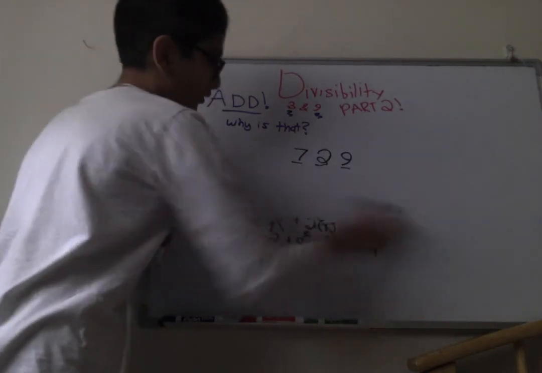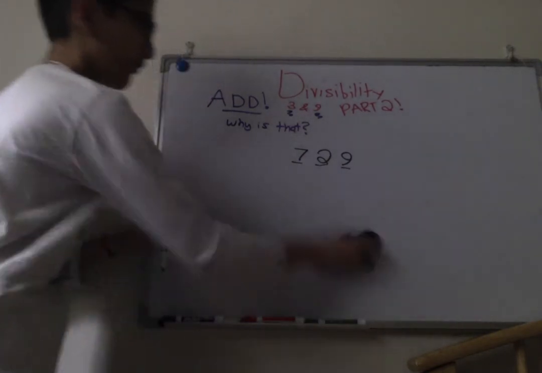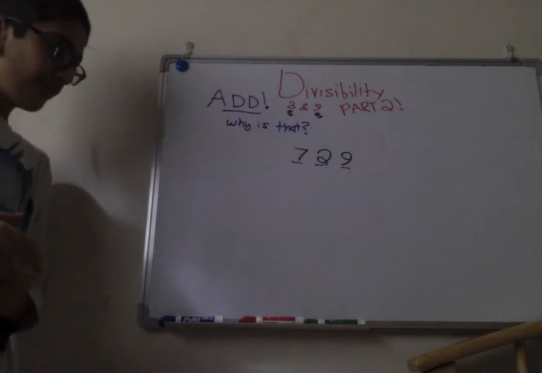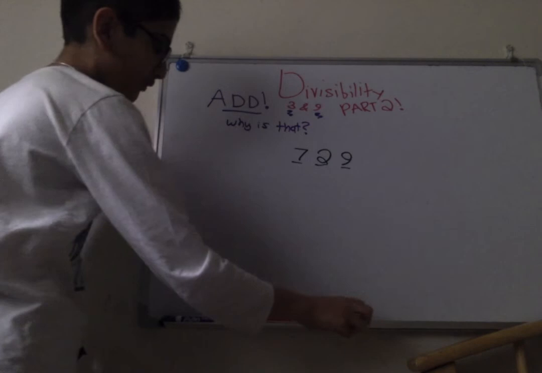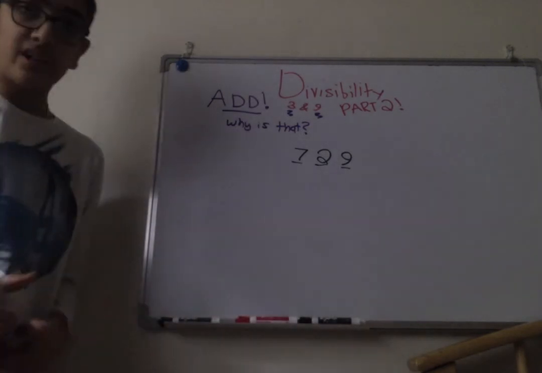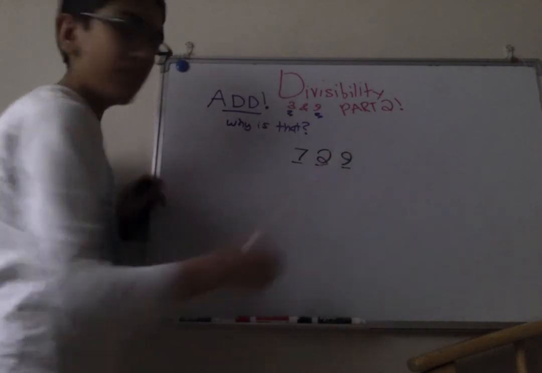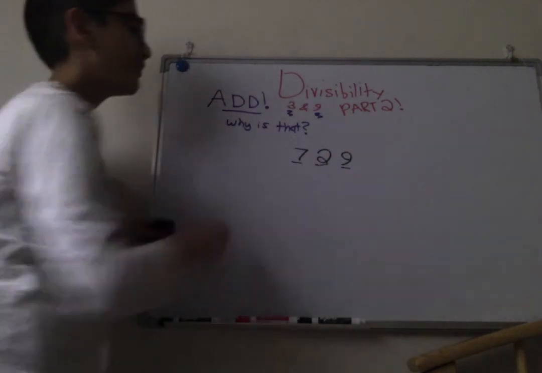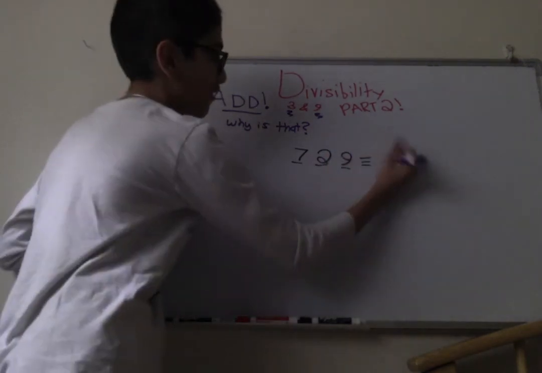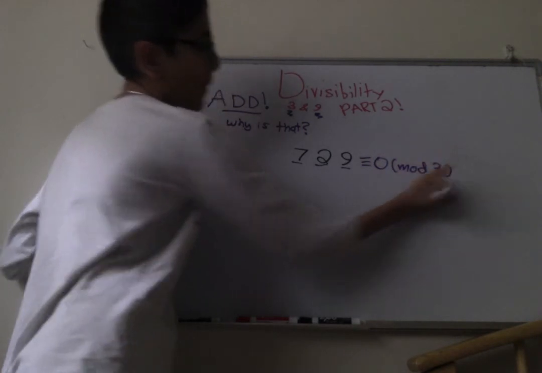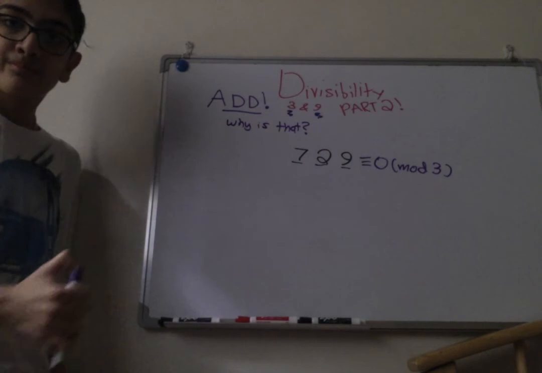Let's try this a different way: modular arithmetic. For those of you who don't know about modular arithmetic, I'll probably cover it better in another video. If we're trying to divide this by 3, and it's divisible by 3, then it must be congruent to 0 modulo 3. That's an important thing to know.